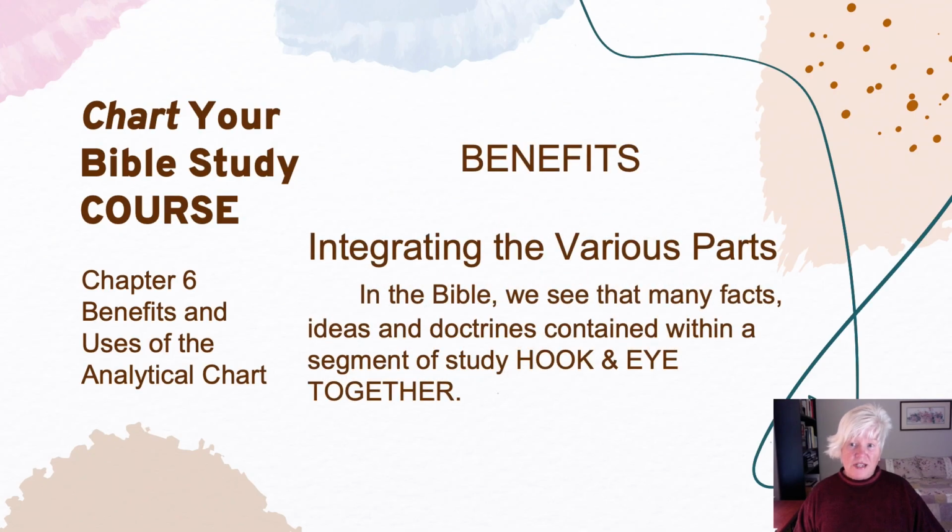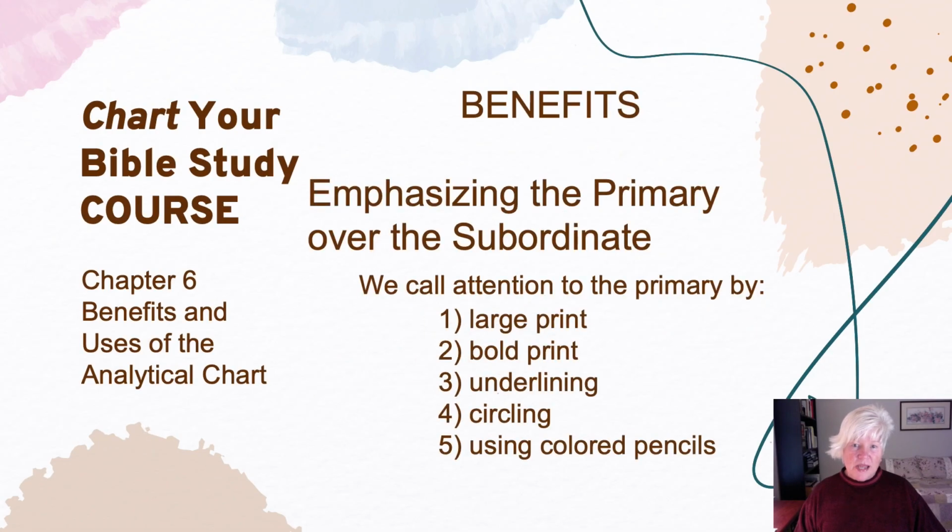The next benefit is integrating the various parts. I'm sure you'll agree that this benefit has been the most obvious. You see how things purposefully hook together. The many facts, ideas, and doctrines within one segment of study show us integrated designs. The next one is emphasizing the primary over the subordinate. Within our talking text and in the margins with our studies, we call attention to the primary by using large print, bold print, underlining, circling, using color pencils for shading.